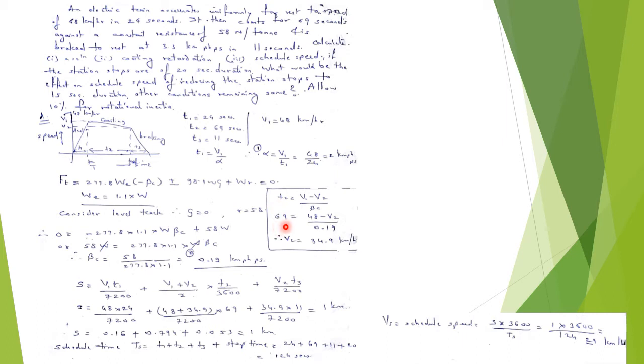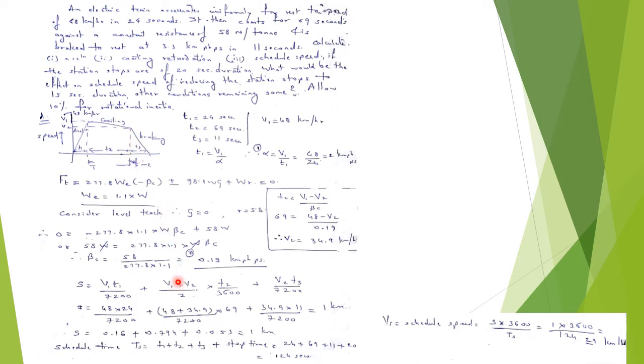T2 is given as 69, which is equal to (V1 minus V2) divided by beta C. V1 is given as 48, V2 is not known, and we have found beta C from here, that is 0.19. So putting down all the values here, we get V2 as 34.9 kilometers per hour, which is nothing but the speed of the train at the end of the coasting.